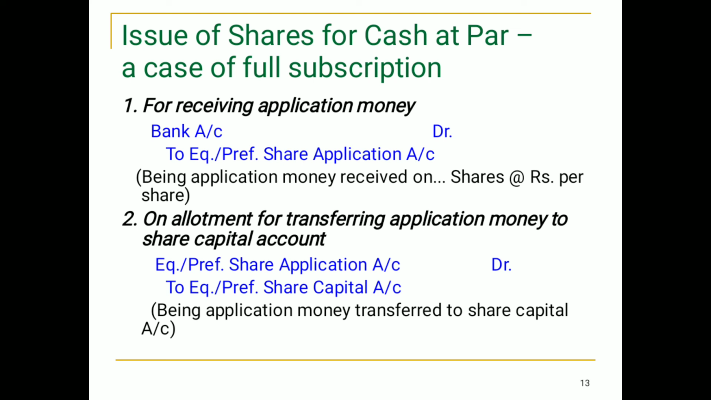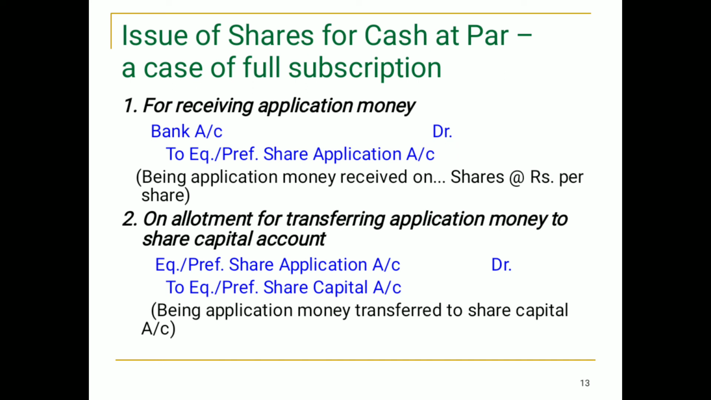Let us understand the journal entry for the first step, which is for receiving application money. The very first journal entry is for receipt of application money. You have to read these journal entries, understand them, and you have to compulsorily learn them well.